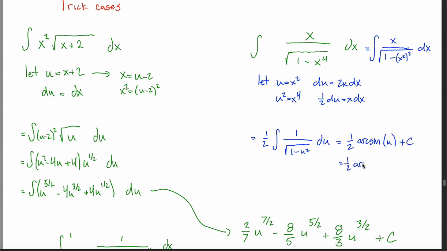And if I change my u's into what I define them to be, x squared in this case, I get that this integral is equal to 1/2 arcsine of x squared plus c.